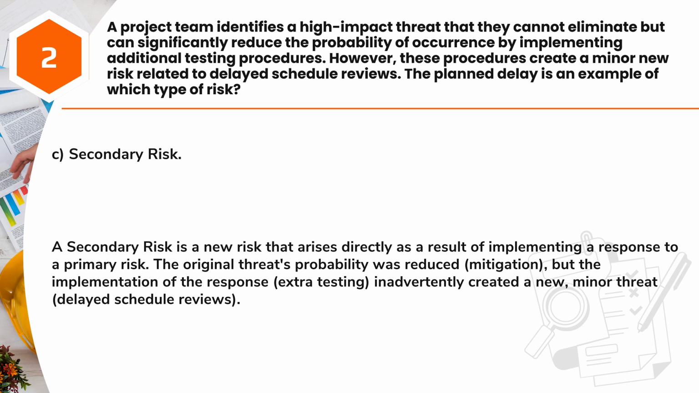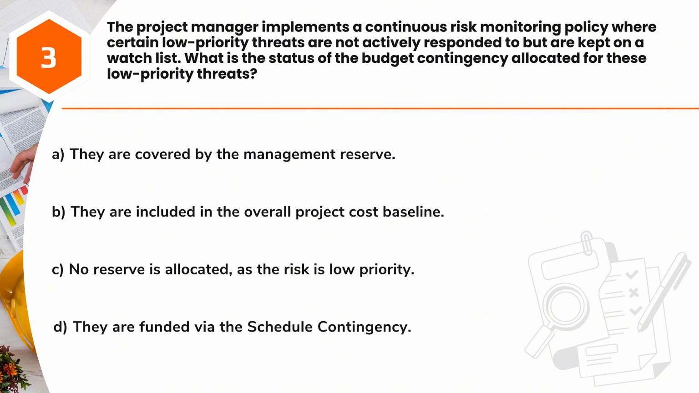Answer C. Secondary risk. A secondary risk is a new risk that arises directly as a result of implementing a response to a primary risk. The original threat's probability was reduced, mitigation, but the implementation of the response, extra testing, inadvertently created a new, minor threat, delayed schedule reviews.